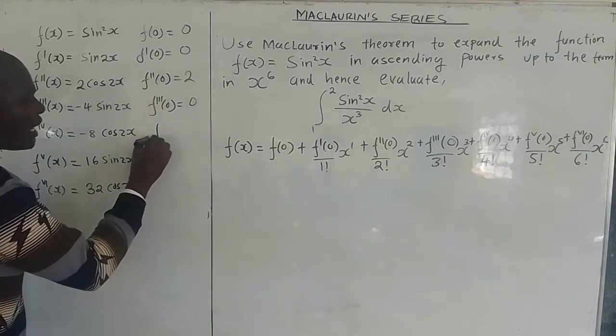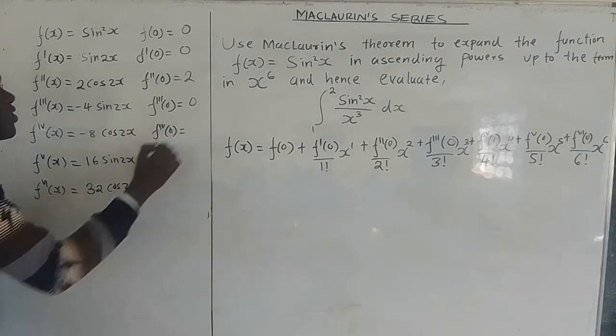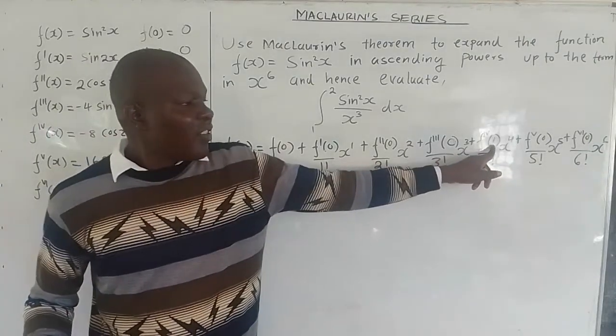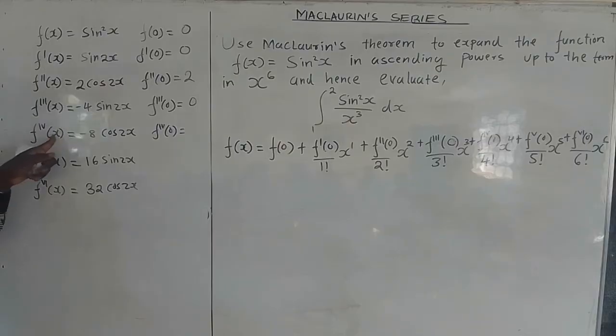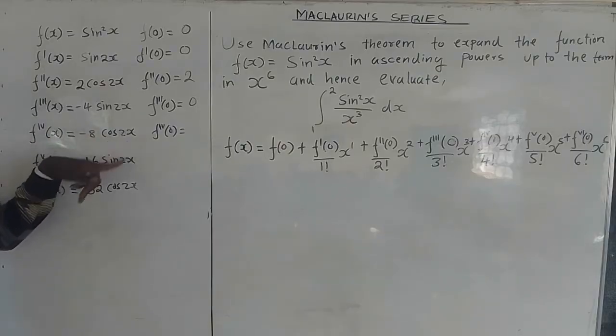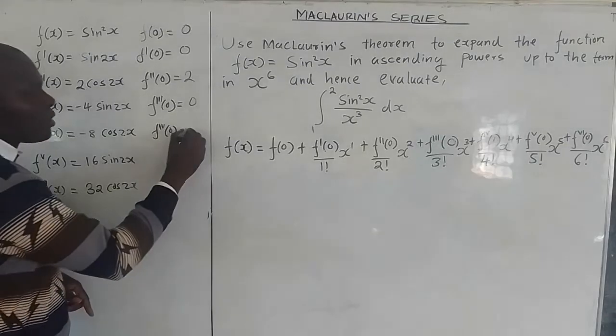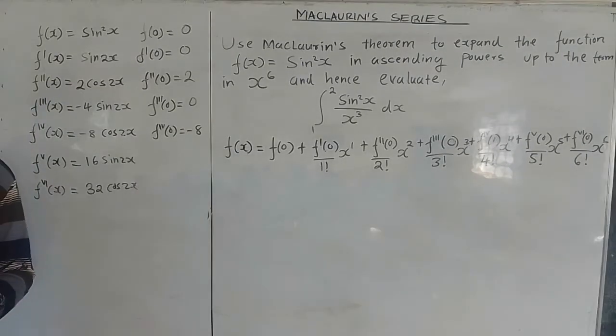You move to f fourth prime of 0. This term, isn't it? And f4 prime of x is this. So where the x you put 0, f4 prime of 0 is negative 8 cos 0. 2 times 0 is 0. Negative 8 cos 0 is negative 8. You move on.